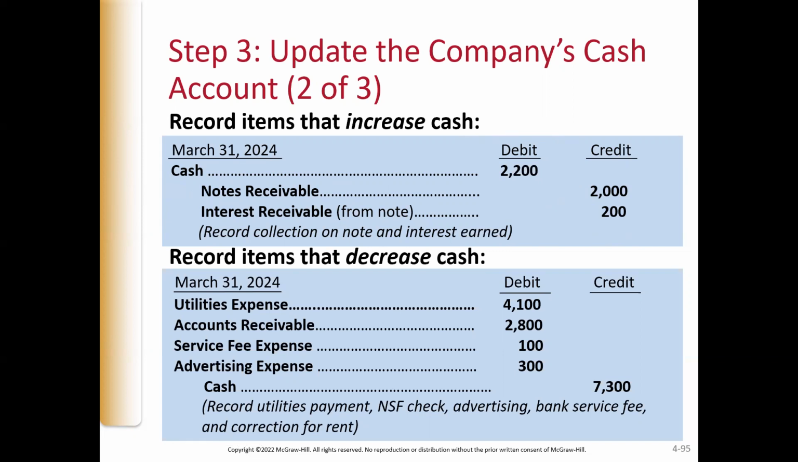We then need to show items on the company side that decreased our cash, the utility expense, the accounts receivable. Remember the NSF check that we thought the customer wrote us, but is not good. We have to now increase that receivable. The service fee expense and the advertising expense reduce our cash. We never do journal entries for the bank side. We always do them for the company side.